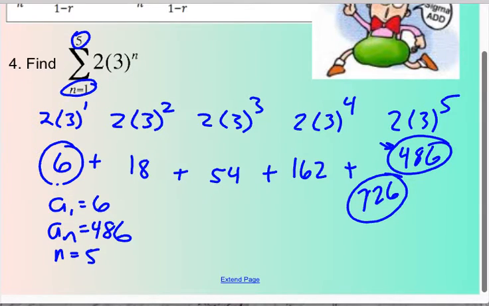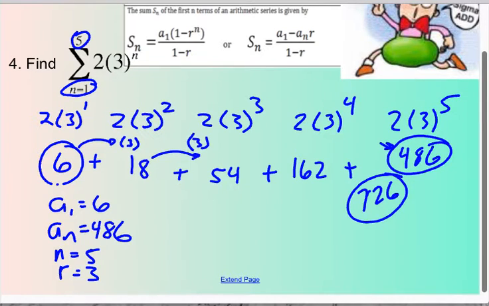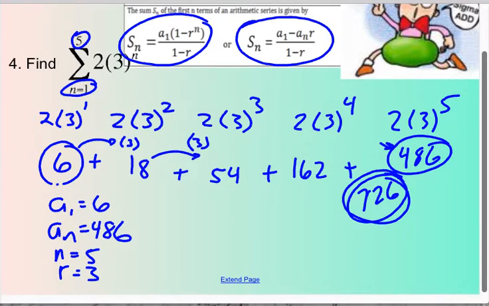N we know is 5 because we're generating 5 terms. You can figure out R. 18 divided by 6 is 3, so I'm actually multiplying by 3 here. And you can see 18 times 3 is 54, so on and so forth. So R is equal to 3. What that means is I could use either one of these two formulas to find 726. So I want you guys to try that. Either pick this one or this one just to practice using these formulas to find the sum of a series. You should get 726.